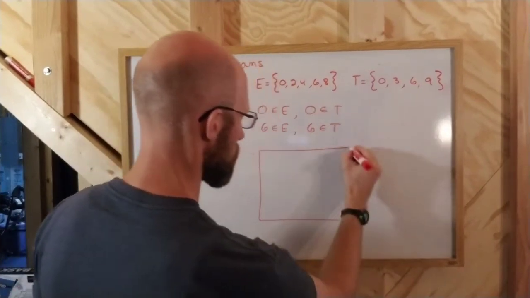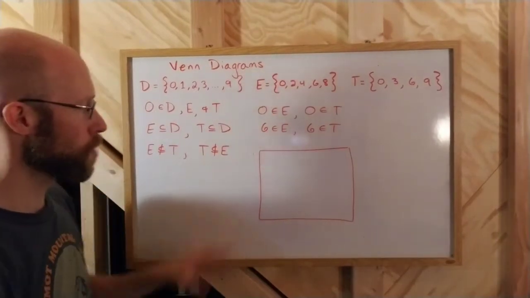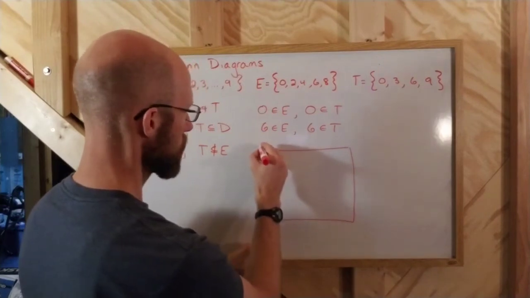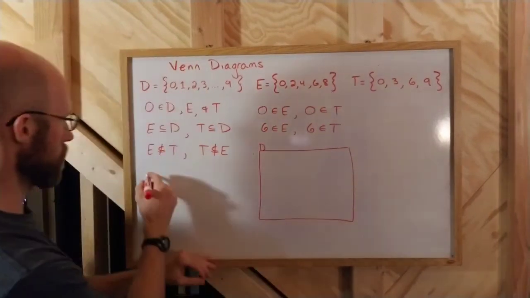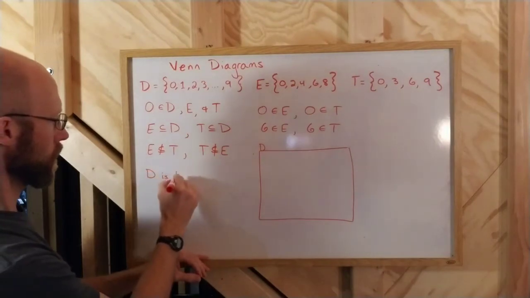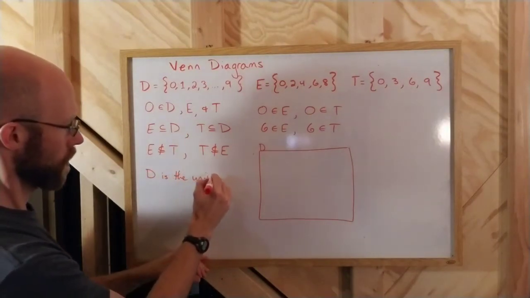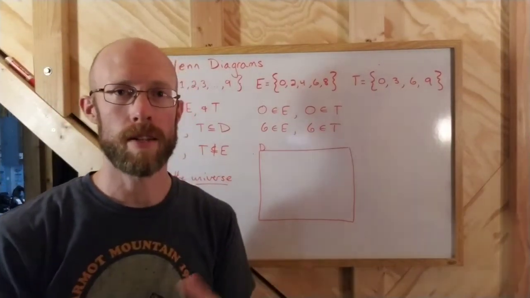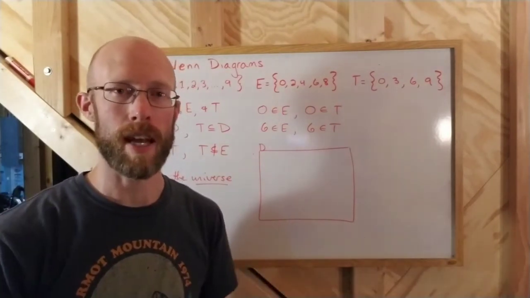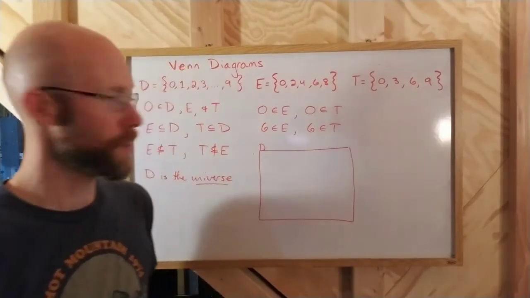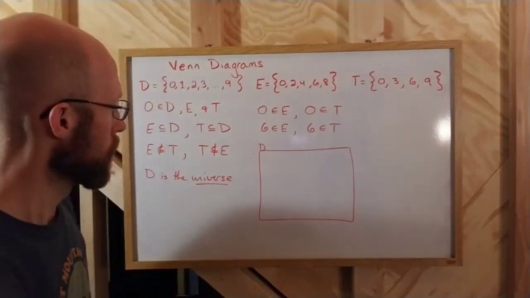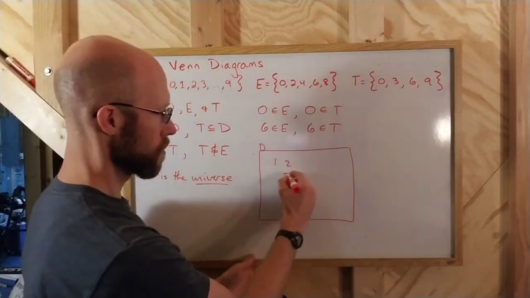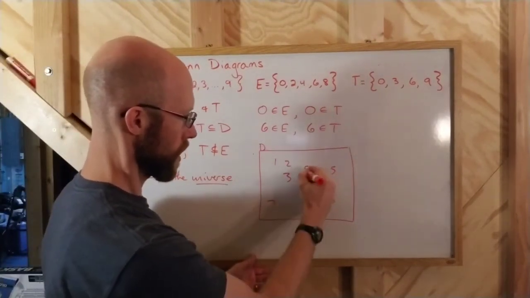And we usually use a big box, it could be a square or rectangle, to represent all the points that are in D. So D, in this case, is our universe. The universe is basically the largest set. It's like a superset. It contains all of the other sets that we're discussing at the time, right? So D is the set of all digits, and in this set are all the numbers 1, 2, 3, 4, 5, 6, 7, 8, 9, right?